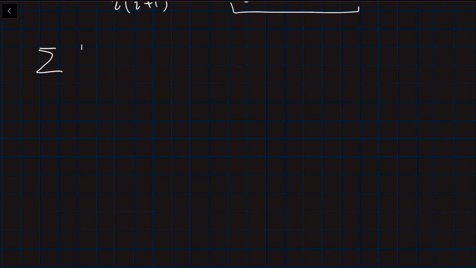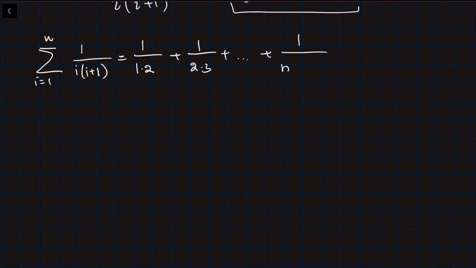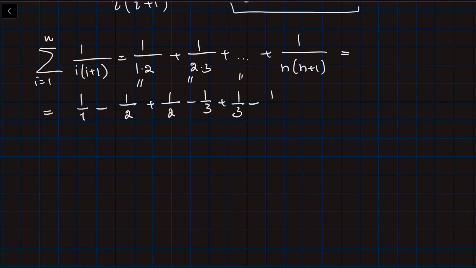The summation of 1 divided by i times (i plus 1), with i going from 1 to n, can be written as 1 divided by 1 times 2, plus 1 divided by 2 times 3, plus, and so on, plus 1 divided by n times (n plus 1). Let me write this. It's going to be 1 over 1 minus 1 over 2. So this is the first term. The second term can be written as 1 over 2 minus 1 over 3, right? The third term is 1 over 3 minus 1 over 4, then 1 over 4 minus 1 over 5, and so on, until 1 over n minus 1 over n plus 1.